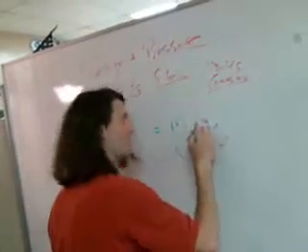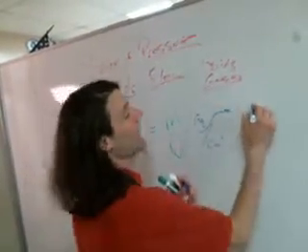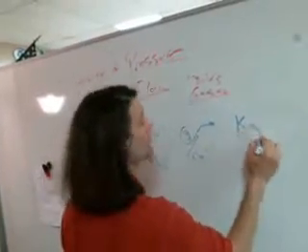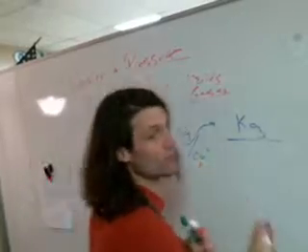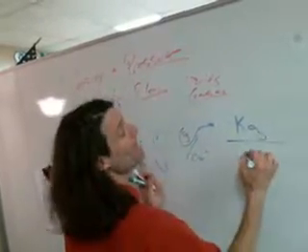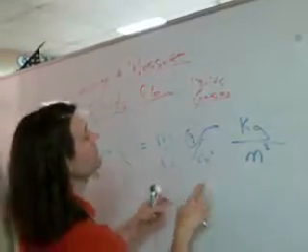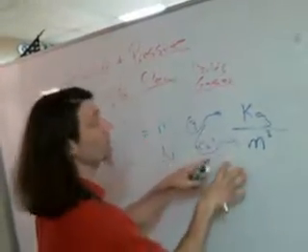Instead of grams, we will always use kgs. And instead of cubic centimeters, we will always use cubic meters. Okay, so we're always going to use kilograms per cubic meter instead of grams per cubic centimeter.